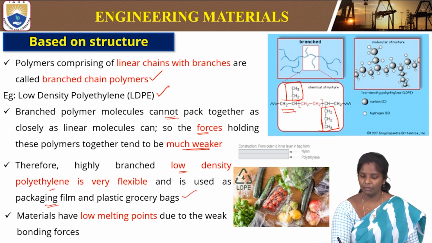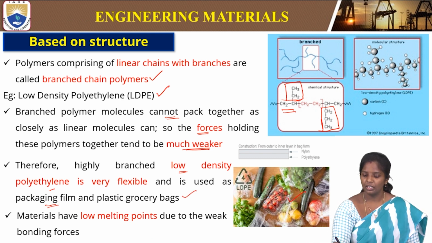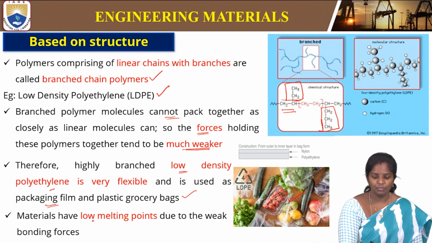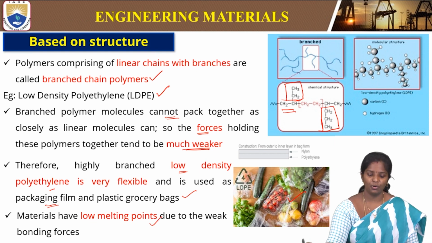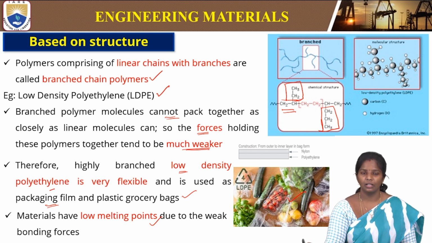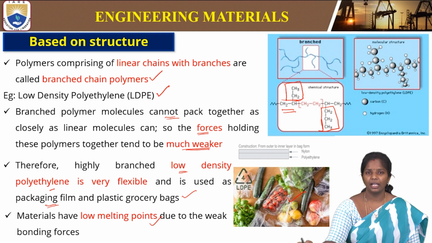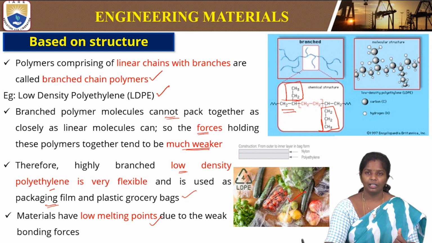So if you see, they can be molded. In this picture, the vegetables are packed very nicely with the low density polyethylene material. These materials have a low melting point due to weak bonding forces. If we forget our polythene bag near a flame, the flame attacks it and it burns easily. It means it has weak bonding forces.